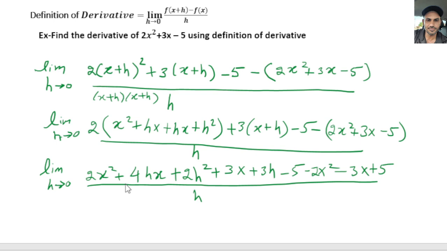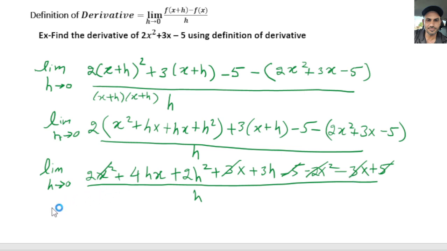Okay, I'm going to go ahead and simplify this. So let's see if we can cancel some terms. Yes, we can. This one is gone. And this 2x squared is gone. And this 3x is gone. So I'm canceling the terms. So what are we left with now?